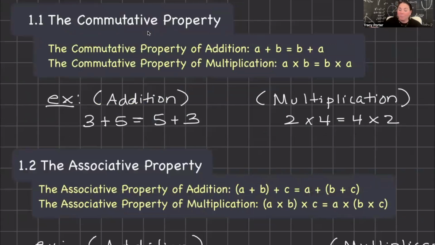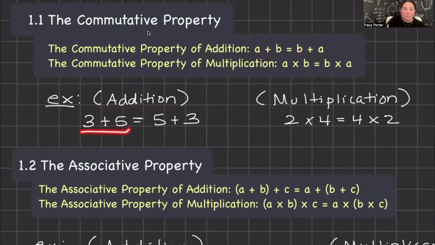And the commutative property has a property specifically related to addition, the commutative property of addition, and there's one for multiplication. So the commutative property tells us that we can add numbers in any order, or we can multiply numbers in any order. So for the addition property, in general, we say A plus B is B plus A, and A and B can be any real number.